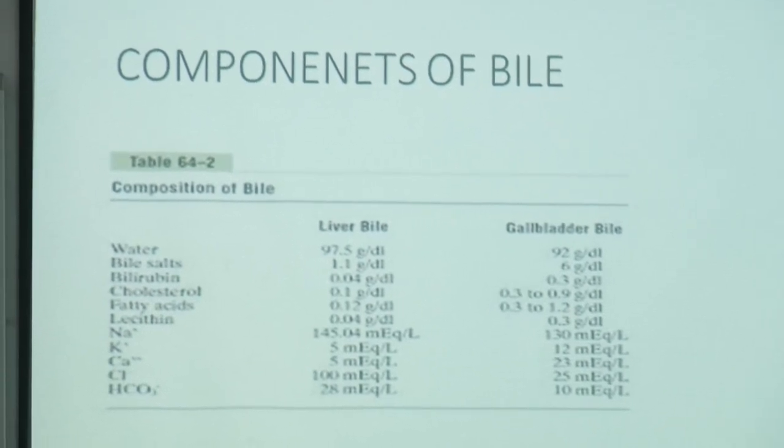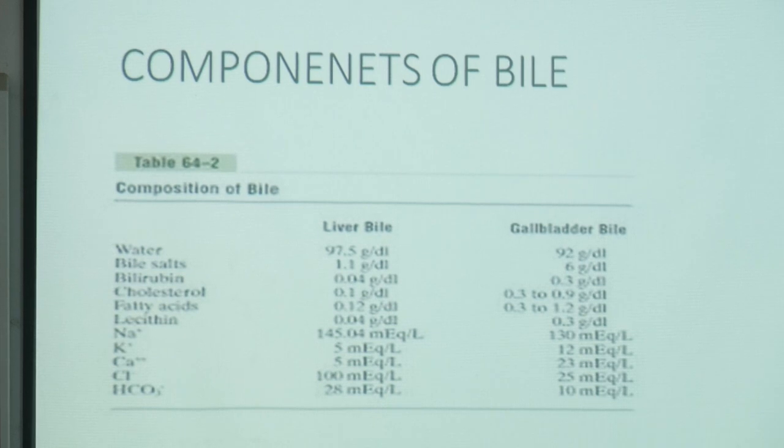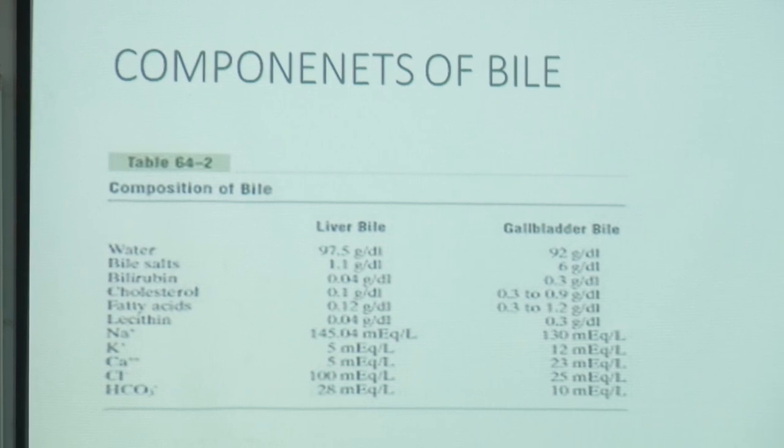97 gram per dl. It is almost 98%. You do not need to write this, just keep the points in your head. In liver bile here we see 97.5 gram per dl, whereas gallbladder bile is having 92 gram per dl. Talking about water, what does this signify? That means gallbladder bile is more concentrated. Gallbladder bile is more concentrated.